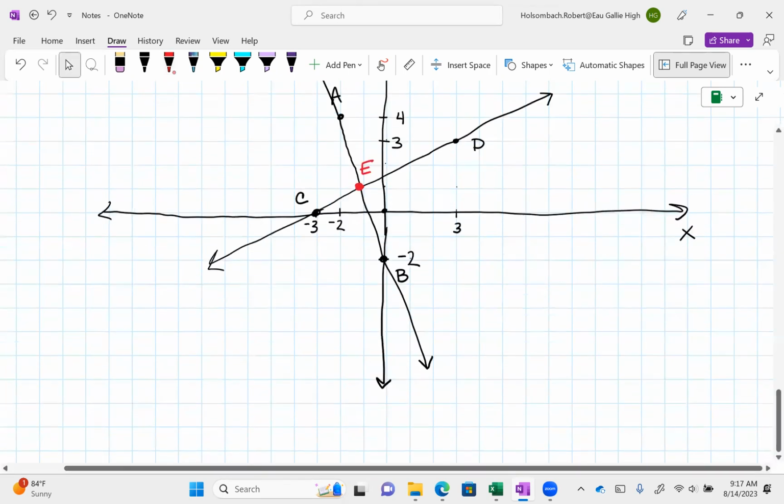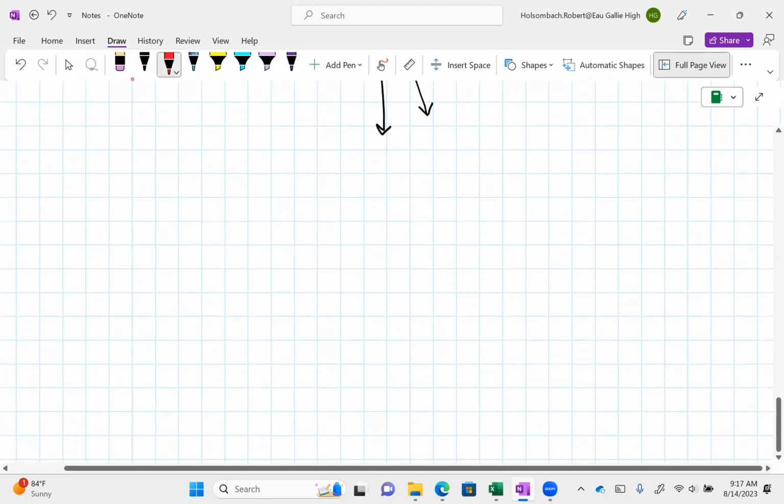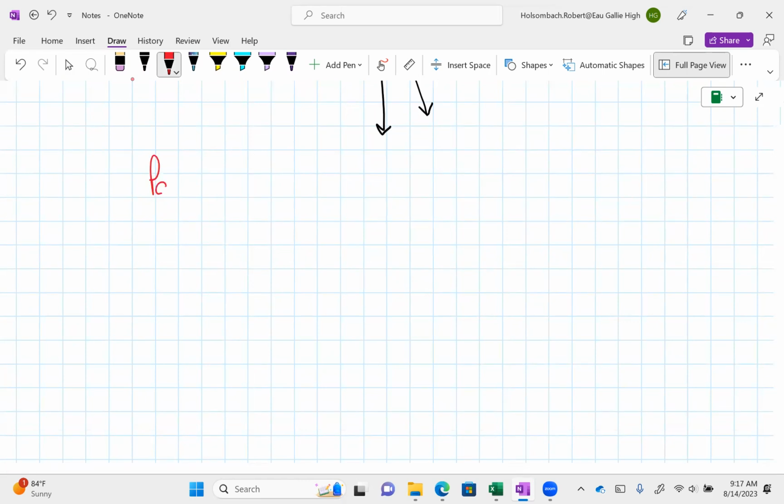And your practice problems for today are going to be on page 8. Going to start on page 8, and I want you guys to do 13 through 31. Page 8, problems 13 through 31.